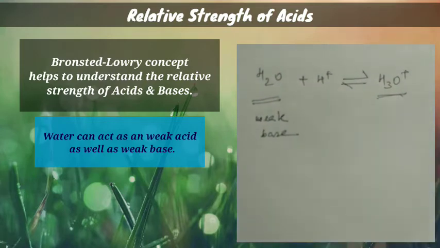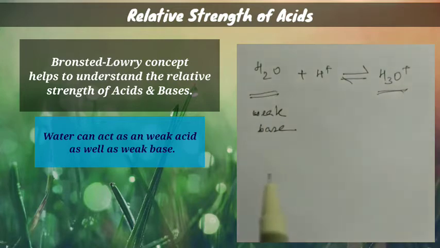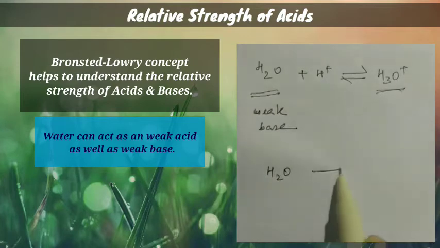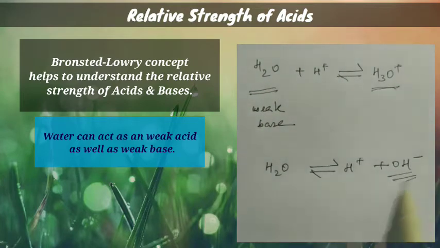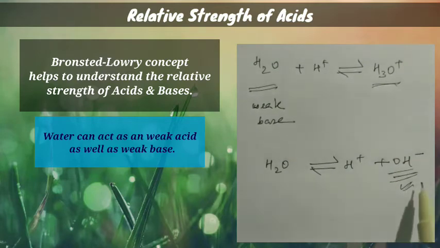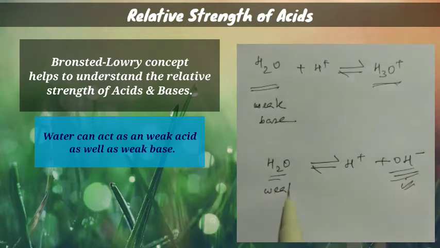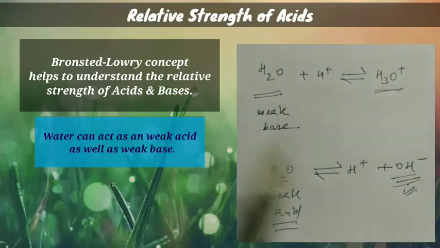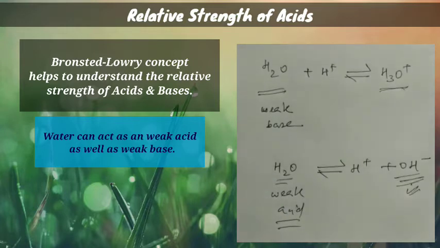At the same time water is also a very weak acid. This is a weak base, and it is also a weak acid. Why a weak acid? Because its conjugate base is a very strong base, because in case of water it can dissociate into this, so this OH negative is a very strong base. If this is a very strong base then water will be a weak acid. So water can act as a weak base, and it can also act as a weak acid. Clear?